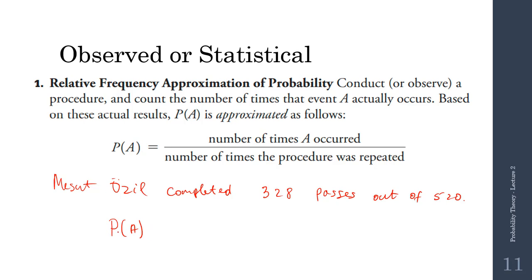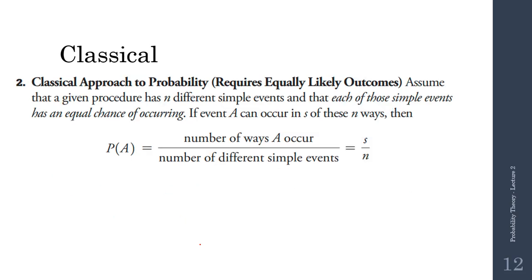P, the probability or relative frequency approximation, equals the number of times A occurred. How many times could he complete the pass? 328, divided by how many times the procedure was repeated. How many times did Mesut Özil give a pass? 520. The next one is the classical approach to probability.